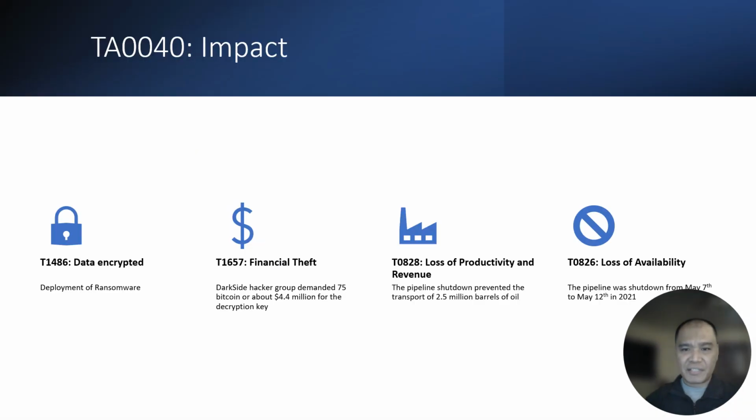What were the impacts to Colonial Pipeline? First, the system was encrypted through the deployment of ransomware. There was also financial theft. The DarkSide hacking group demanded 75 Bitcoin, or about $4.4 million, for the release of the decryption key. This also caused the loss of productivity and revenue.